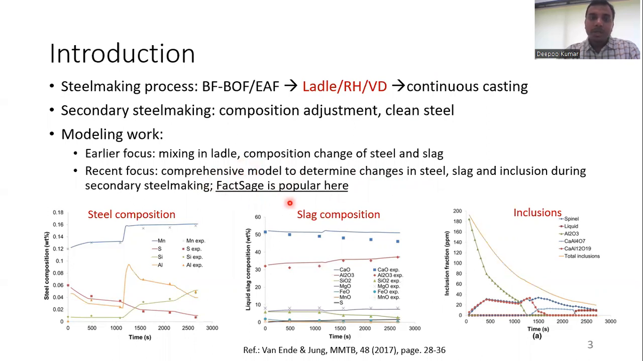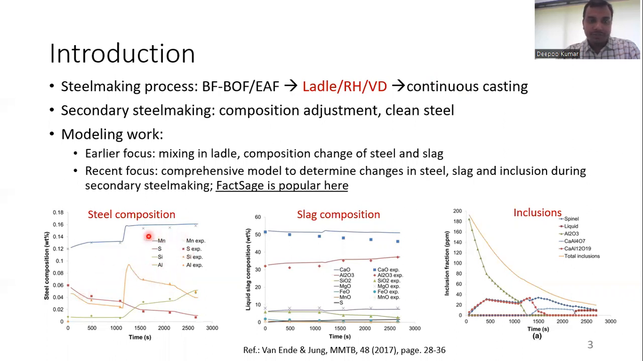There have been a lot of publications in the last 10 years or so on the development of such a kinetic model. The result from such a kinetic model developed by Mariel Van Ende and Professor Jung is shown here. On the y-axis is the composition of steel, slag, and here inclusions, and the x-axis is time. You can see that the model is fairly successful in predicting or calculating the changes in steel and slag compositions.